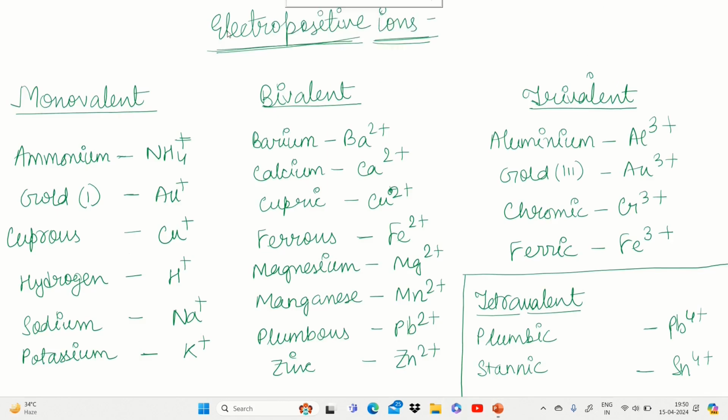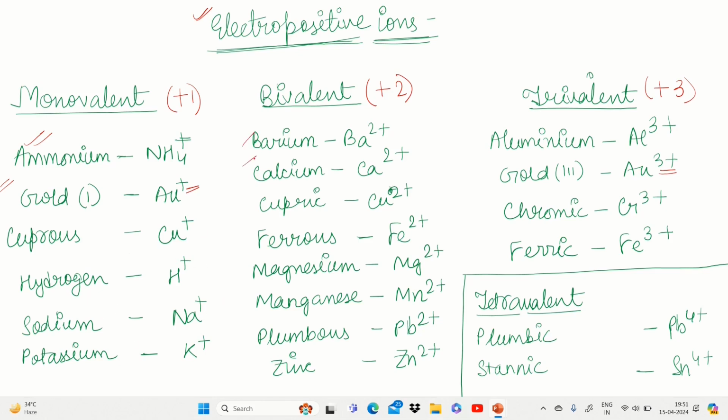Here I have listed some electropositive ions which will be used for making the formula. First is the monovalent. Monovalent means your charge will be +1. Bivalent means charge +2 and trivalent will be charge +3. Ammonium ion is NH4+. Gold is a variable valency, your charge is +1 as well as +3, Au+3. Cuprous is +1, hydrogen is +1, sodium +1, potassium +1.